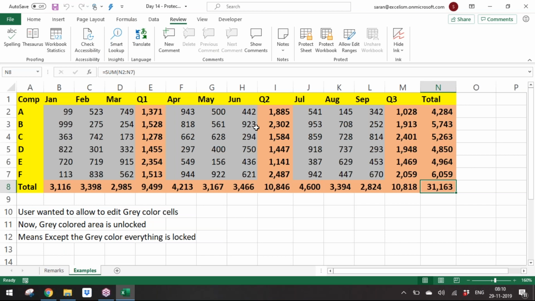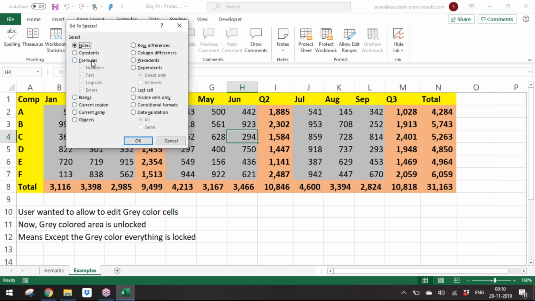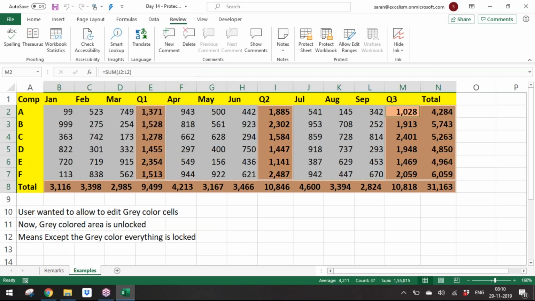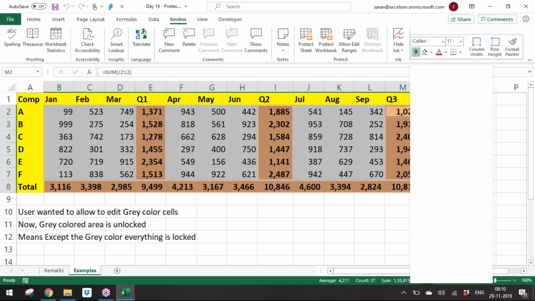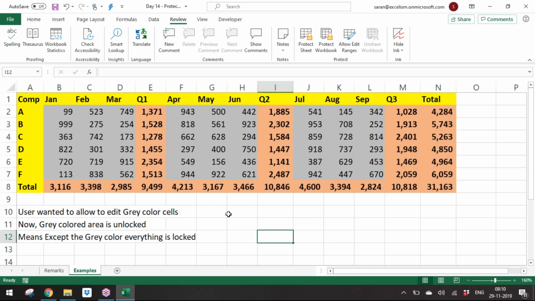Now, the third one. This time I want to allow, but I don't want my user to see the formulas. So first what you need to do, press F5, go to Special, go to Formulas, select all. Now, right click, Format Cells. Are you finding Hidden? Click this. Now click OK.